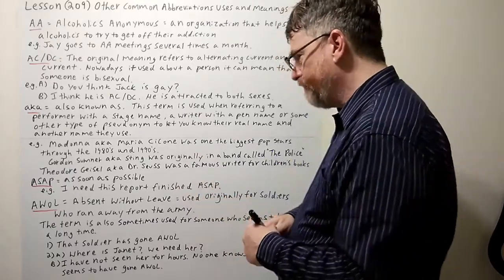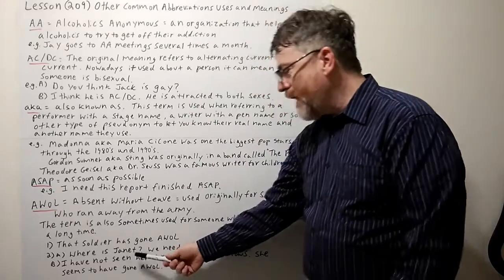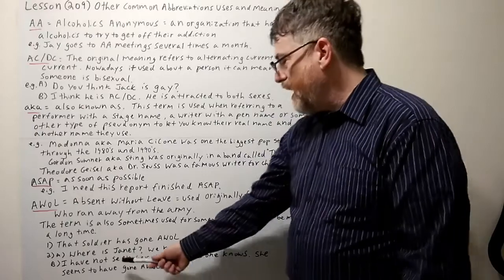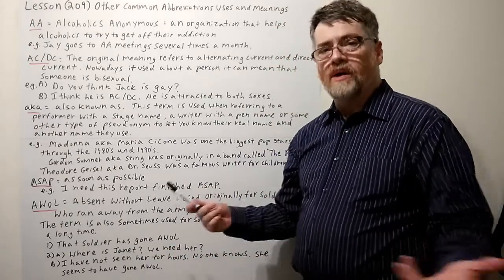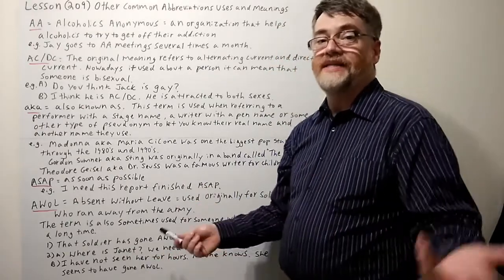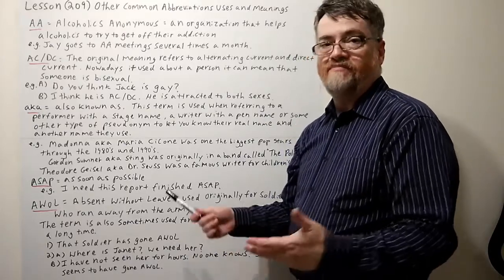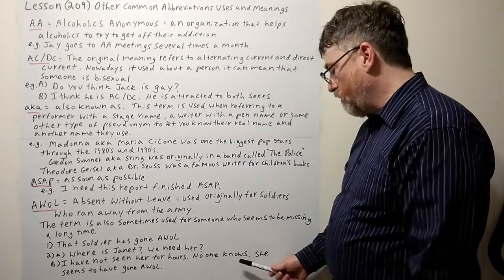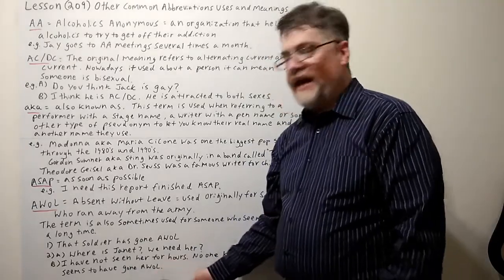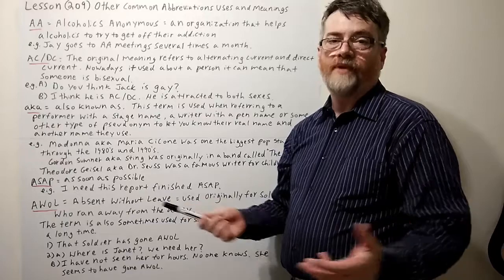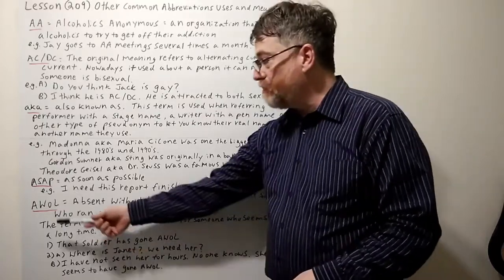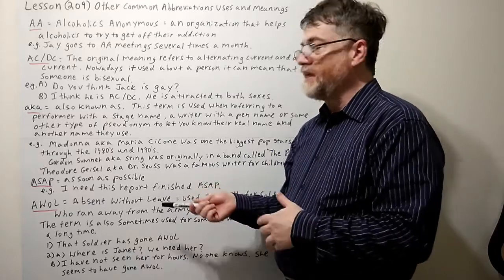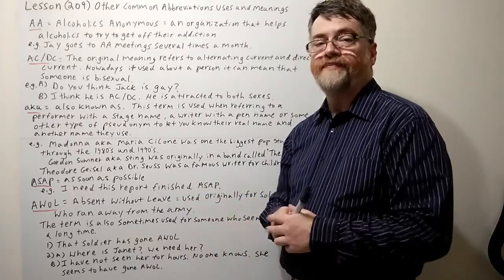Or number two, where is Janet? This could be in an office situation. Where is Janet? We need her. I have not seen her for hours. Maybe she left the office and didn't tell anybody, or maybe she did something that nobody seems to know. No one knows where she is. She seems to have gone AWOL. Sometimes A-W-O-L is also pronounced AWOL. Several of these actually can have two ways of saying it.